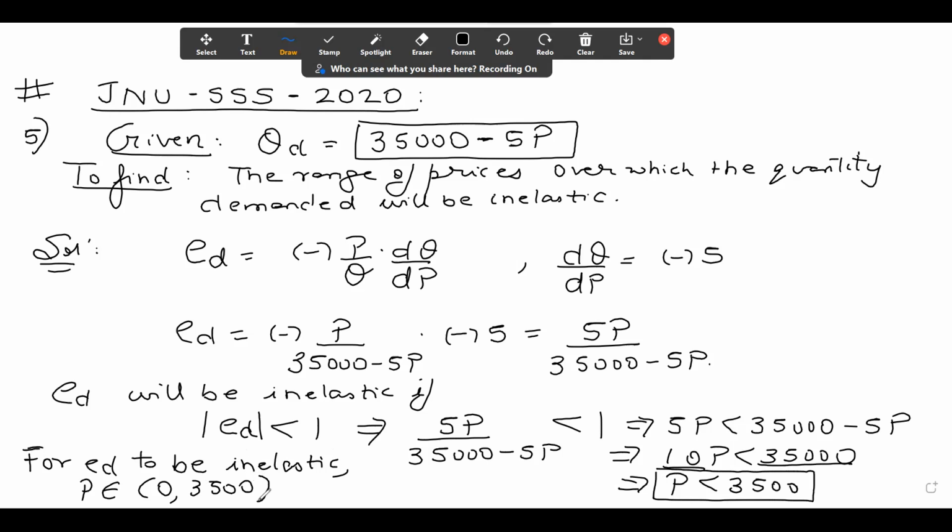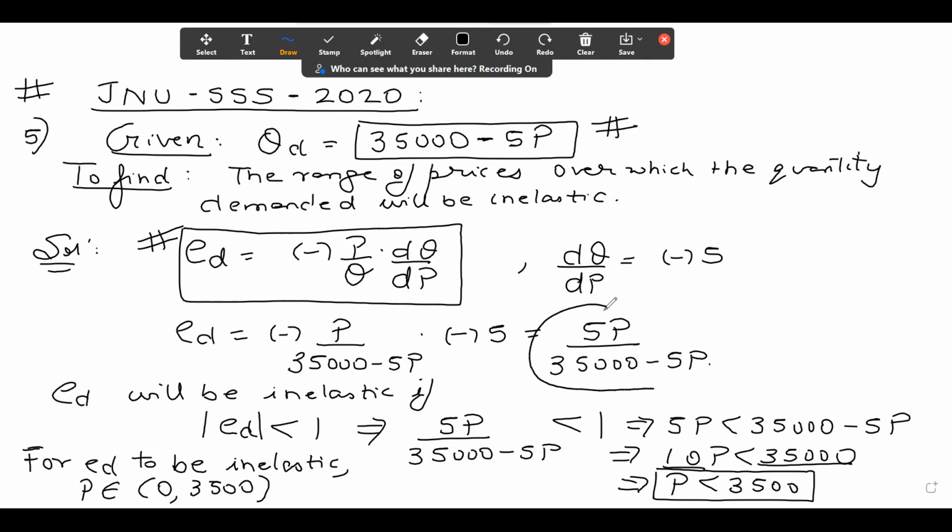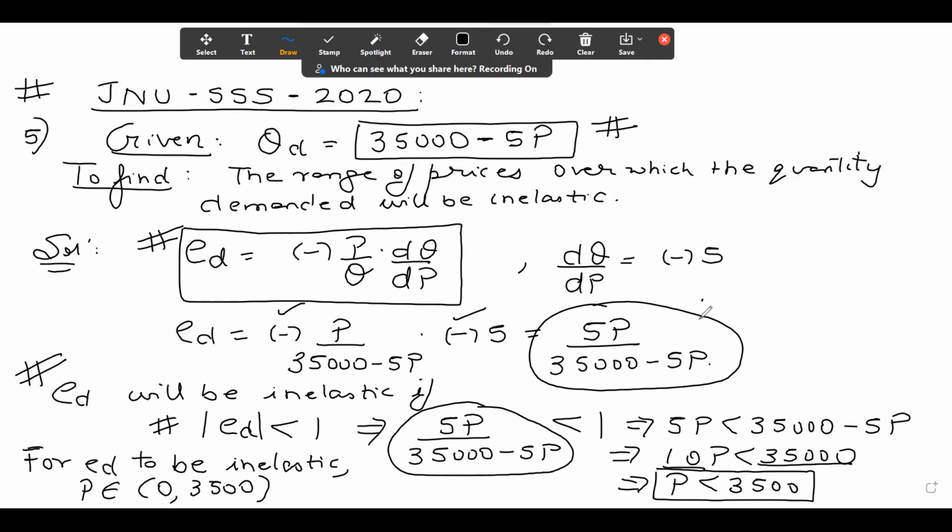Quickly explaining it once again, we were given the demand function. Our objective was to find out over what range of prices the quantity demanded is inelastic. We first calculated elasticity of demand using the formula which we have learned in our introductory microeconomics course. Our elasticity of demand came out as 5P upon 35,000 minus 5P. The demand is said to be inelastic if the absolute value of ED is less than 1, which implies 5P upon 35,000 minus 5P is less than 1. Remember, these two minuses make it plus. So this is my elasticity of demand in absolute terms, and it is less than 1.